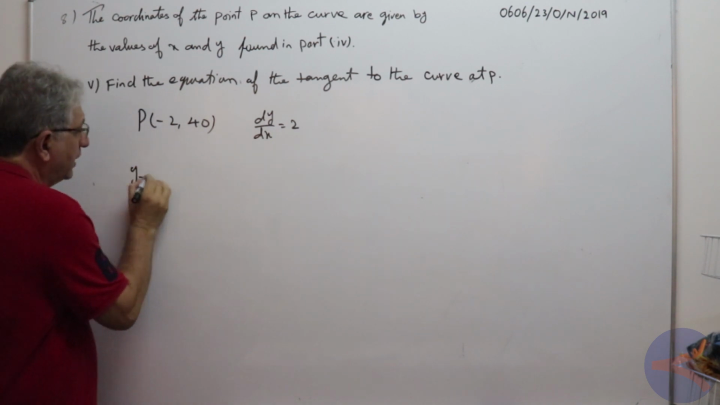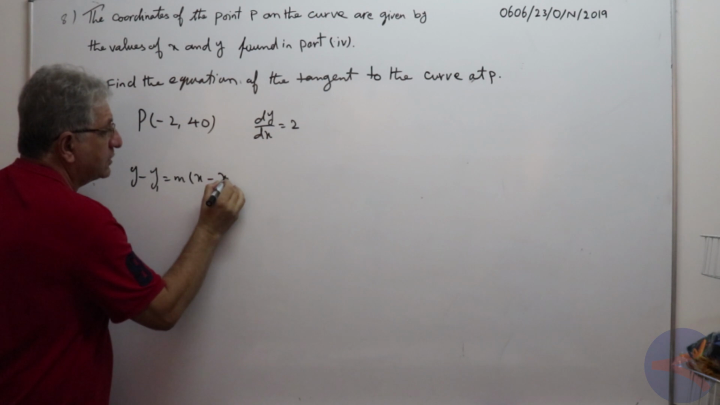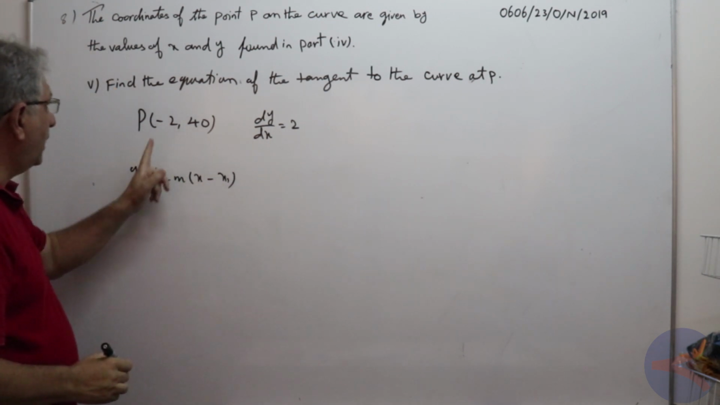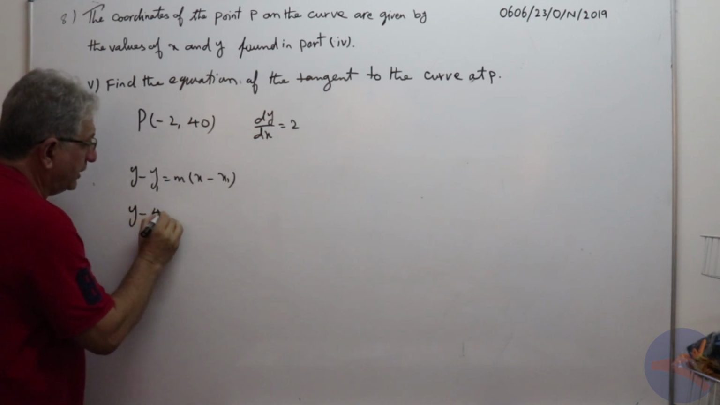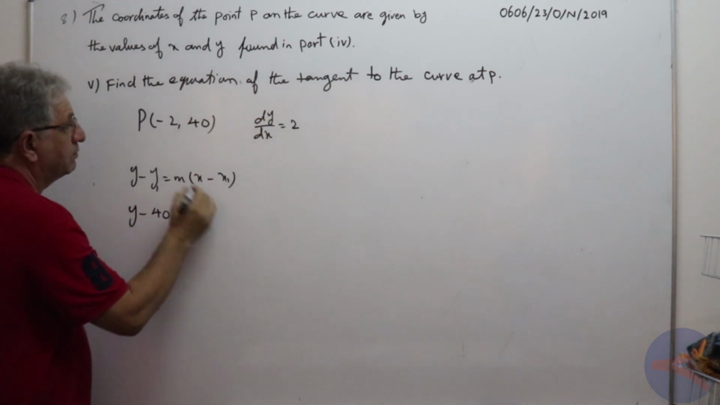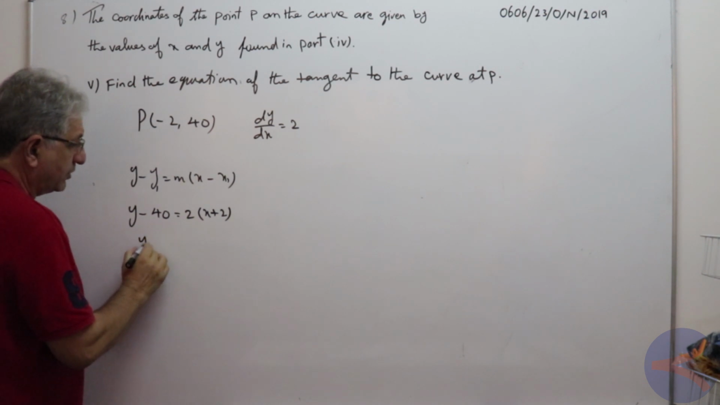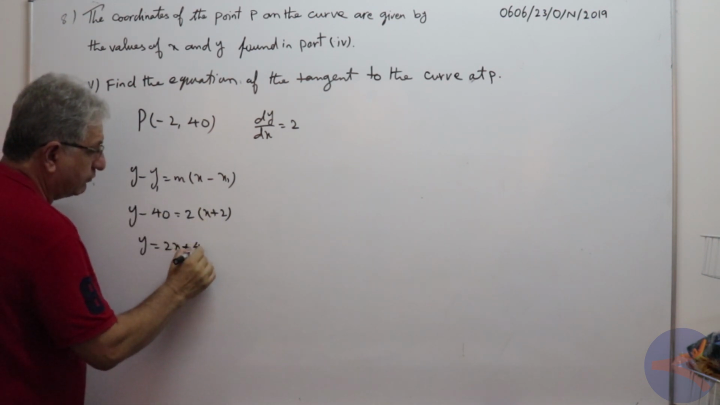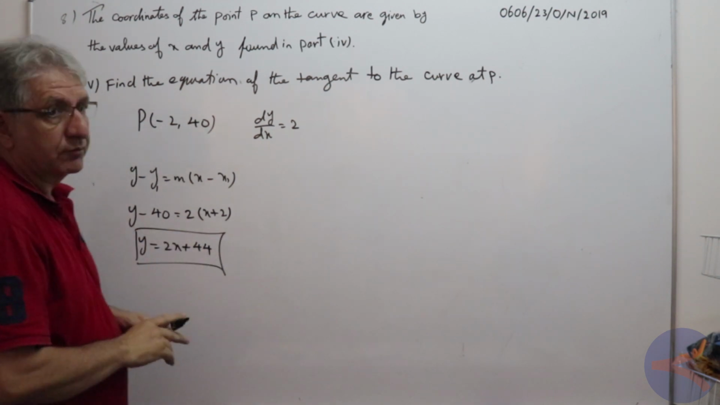Now, y minus y1 is equal to m times x minus x1. This is the equation of any line. We know m is 2, x1 and y1 are these two values. Therefore, y minus 40 is equal to 2 times x plus 2. Therefore, y will be equal to 2x plus 44. Therefore, this is the answer for this part of the question.